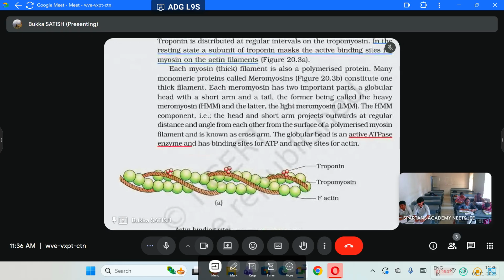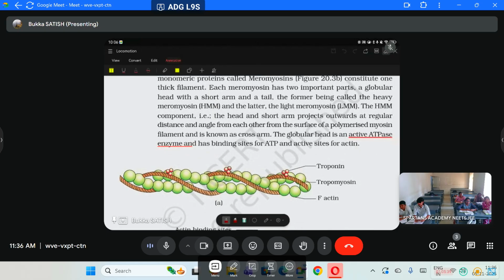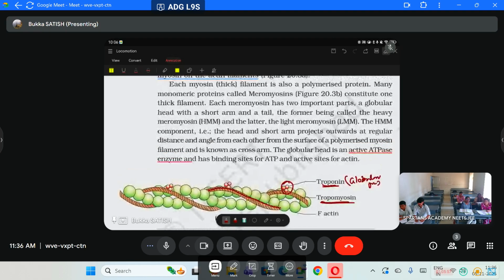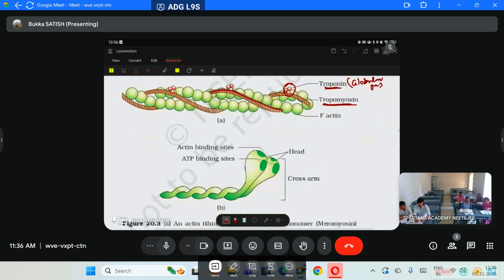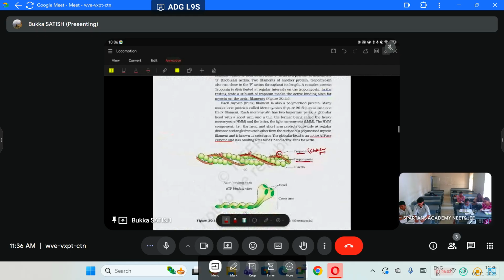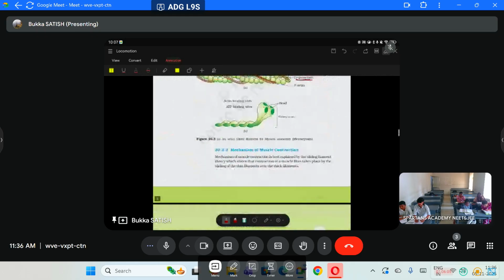See, tropomyosin is actually filamentous. It is not a globular protein. Globular protein is this. Okay, tropomyosin is not the globular protein. So directly it is a globular protein, but who is helping in this blocking is troponin. So it is actually in the NCERT line also. Here.